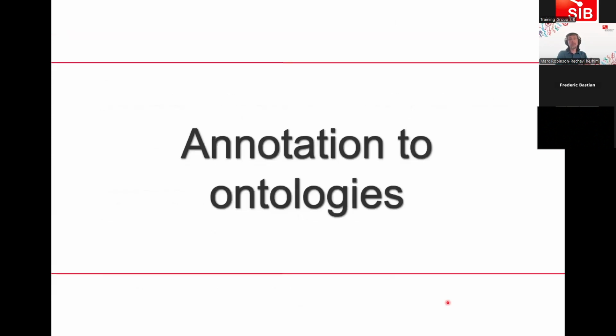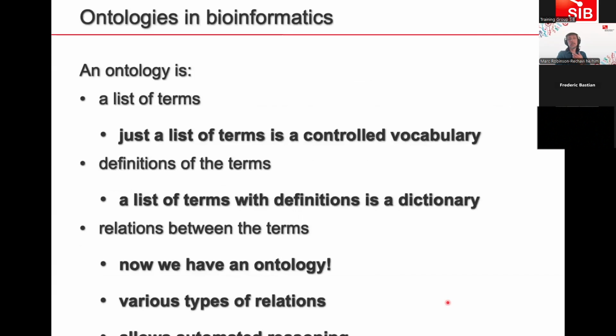And then when we have all this information, we annotate the expression to ontologies. So what is an ontology? An ontology is 3 things. First, it's a list of terms so that we agree on which words we use for things. But if you just have a list of terms, that's a controlled vocabulary. Then you need definitions of the terms. So not only which words we use, but what do they mean. If you have a list of terms with definitions, you have a dictionary. And then we add relations between the terms, and then we have an ontology.